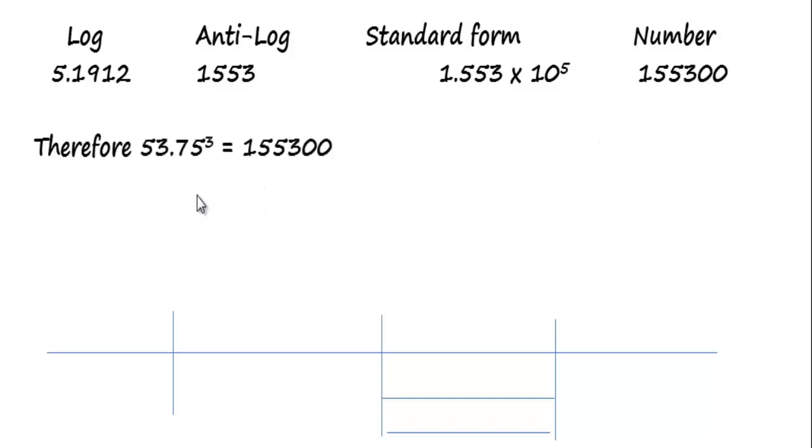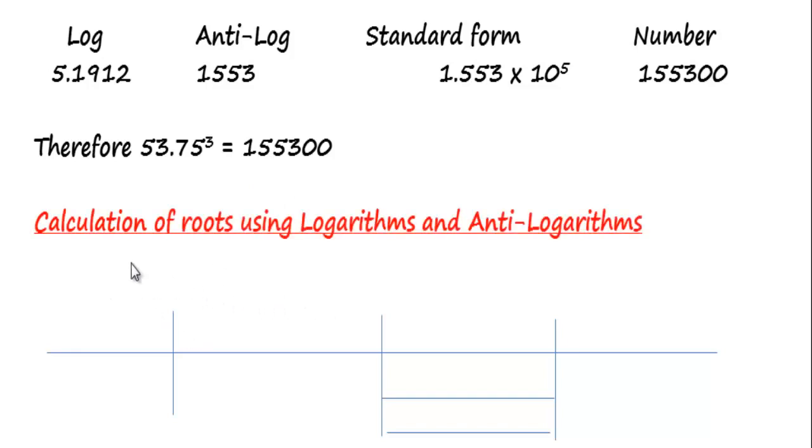Therefore, 53.75 raised to power 3 is 155300. So let's go.